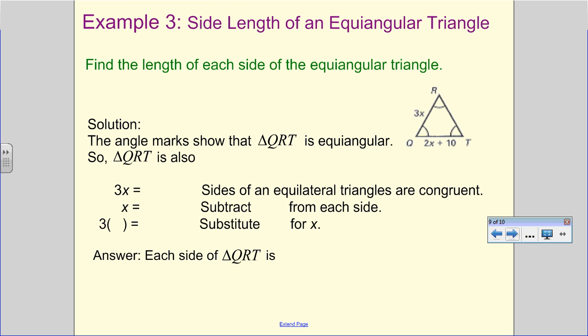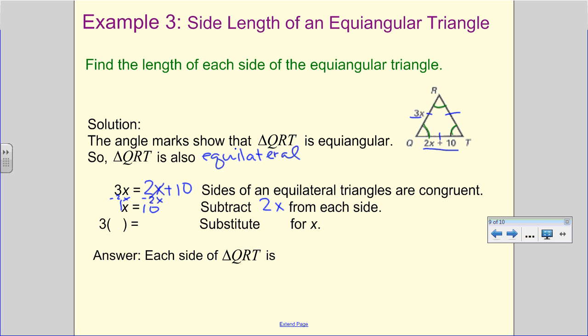Find the length of each side in the equiangular triangle. So if angles are equal, then that means sides are equal, congruent. The angle marks show that it's equiangular, so the triangle is also equilateral. So that means 3x is equal to 2x plus 10. I'm going to subtract 2x from each side, so 3x, take away 2x, leaves you with 1x. That leaves you, after you subtract that from each side, with just 10.